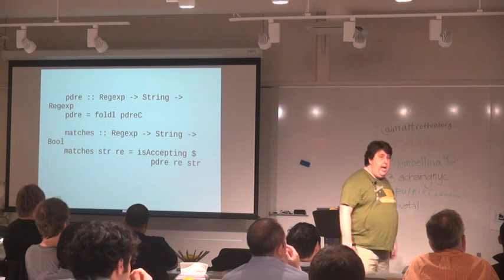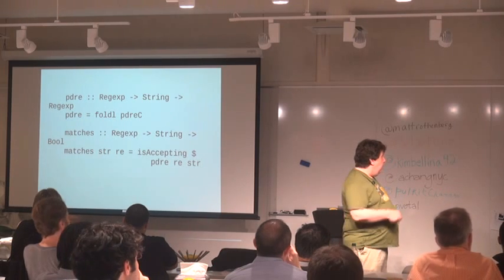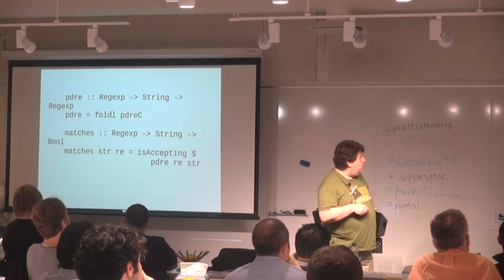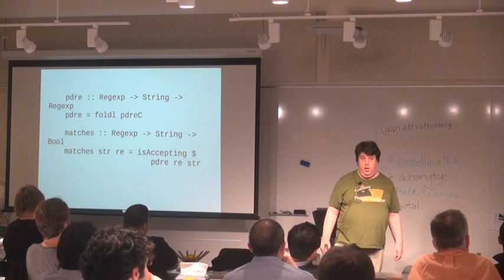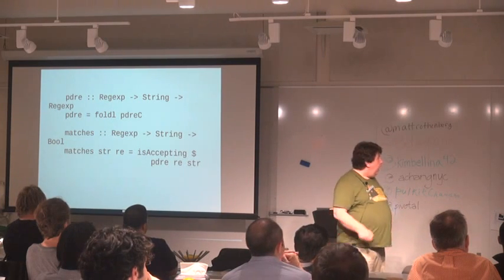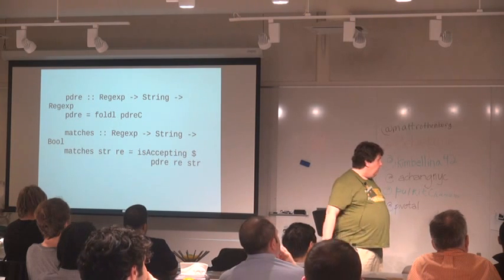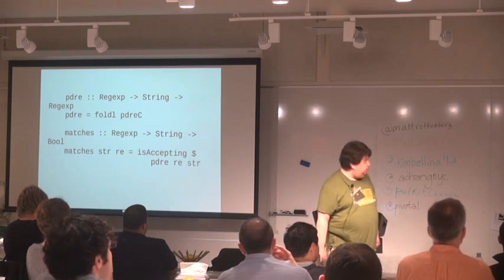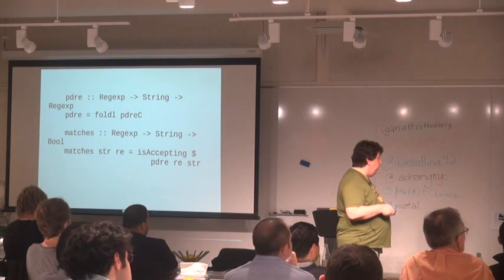So we can, using these base functions, which haven't been defined yet, build up our pdre function, which calculates the partial derivative of a regular expression with respect to a string, not a character. That works exactly the same as before. And you can also have the matches function, which takes a regular expression and a string and returns true if it matches and false if not. Now, this stuff works exactly like before and exactly as you think it would.